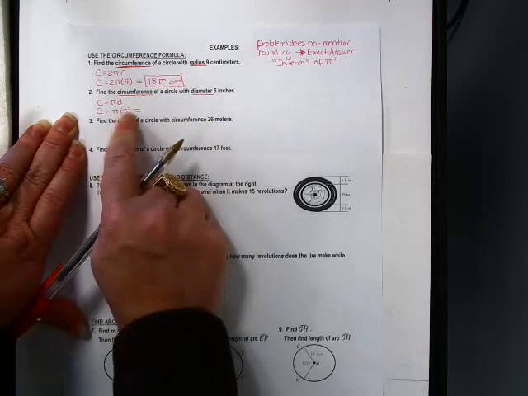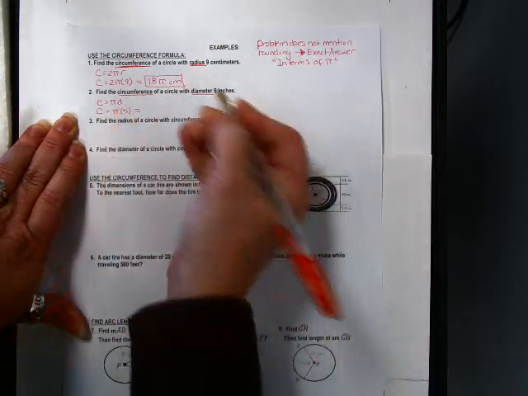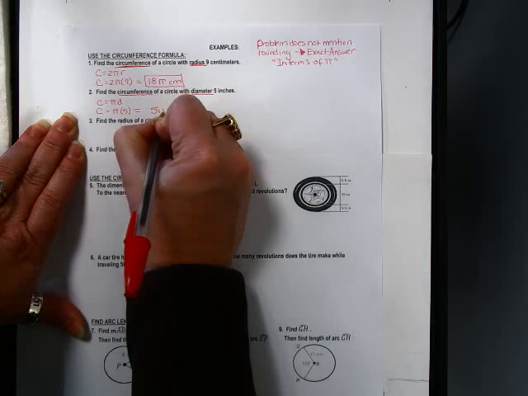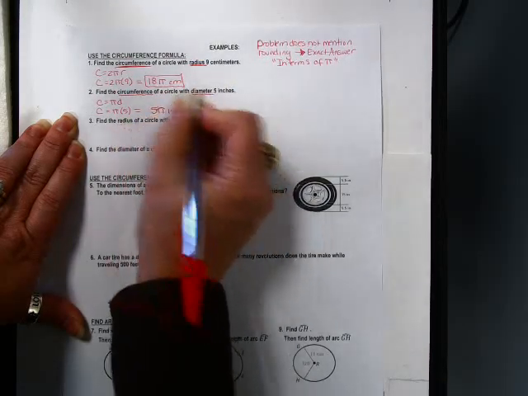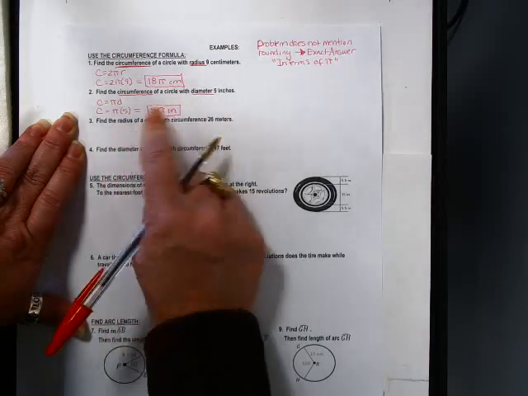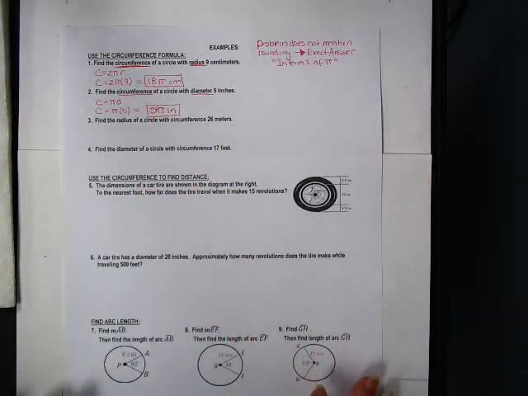And when I write my final answer, remember how I have to write it. That's going to be 5 pi and then inches. And that's pi symbols, funny looking. 5 pi inches.